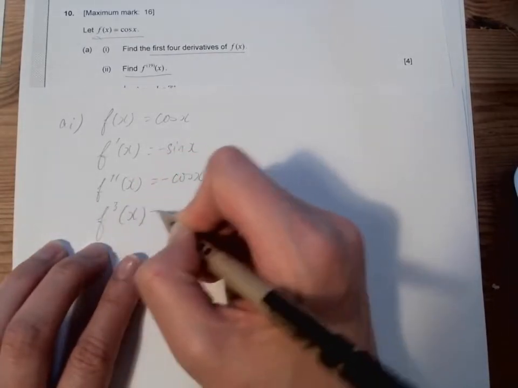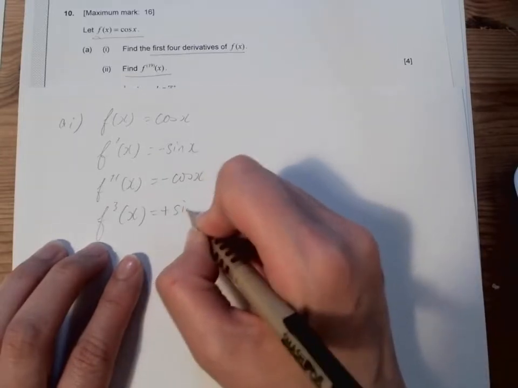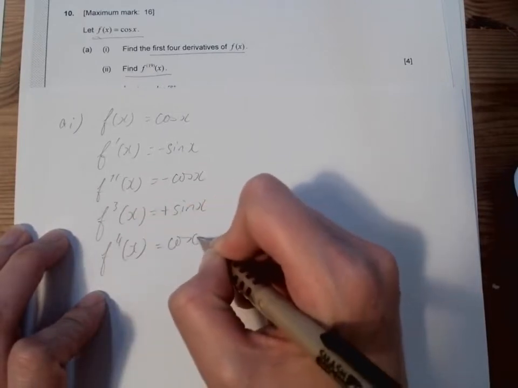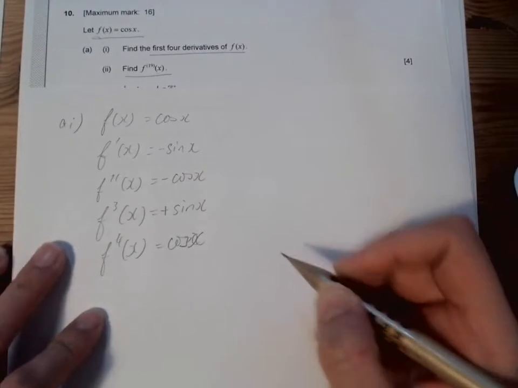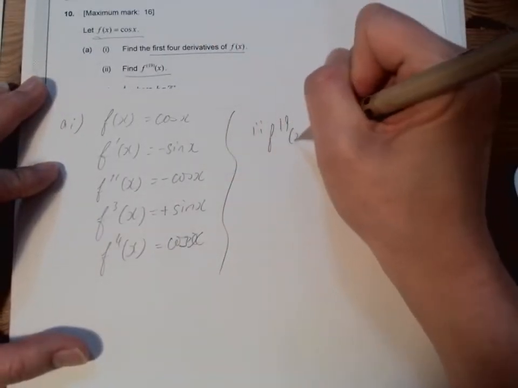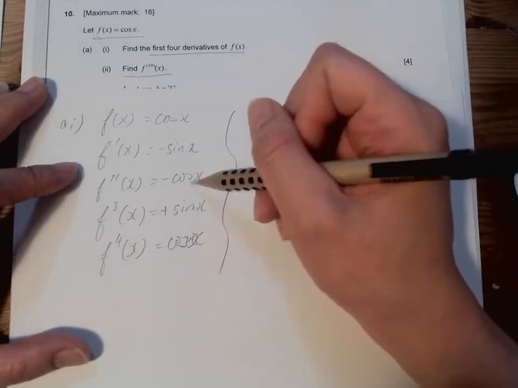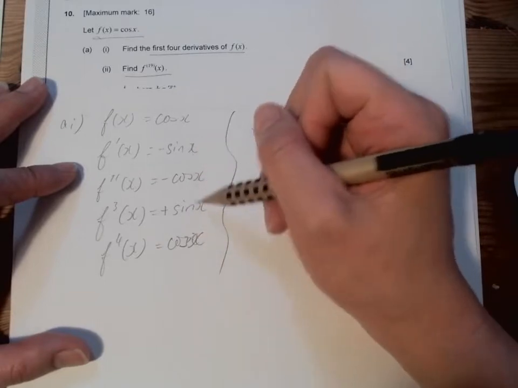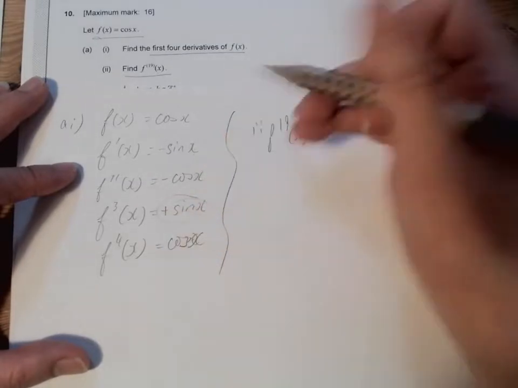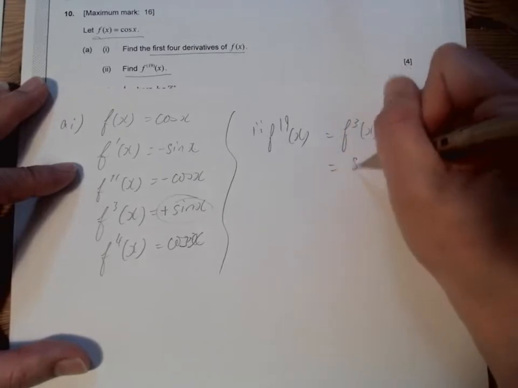The third time, cosine becomes negative sine again, so with the negative sign it becomes positive sine, and then coming back to our cosine again. Now the second bit is they're asking you for the 19 times. So if we count 1, 2, 3, 4, 5, 6, 7, 8, 9, 10, 11, 12, 13, 14, 15, 16, 17, 18, 19. 19 should be equal to f'''. Differentiating the third time gave us a sine again.